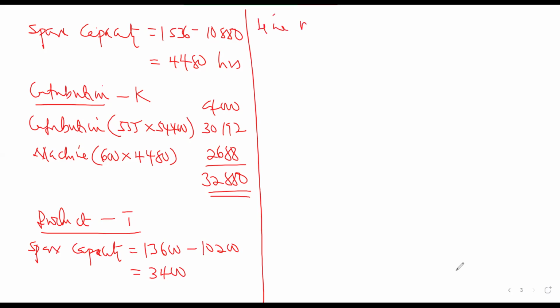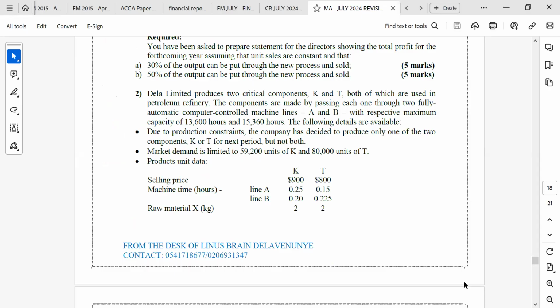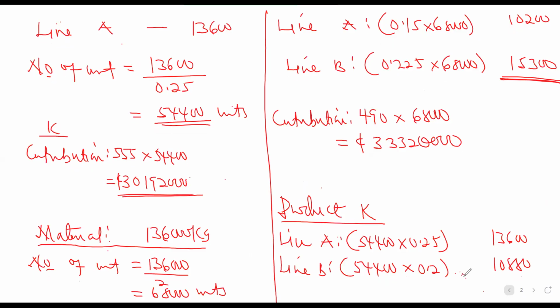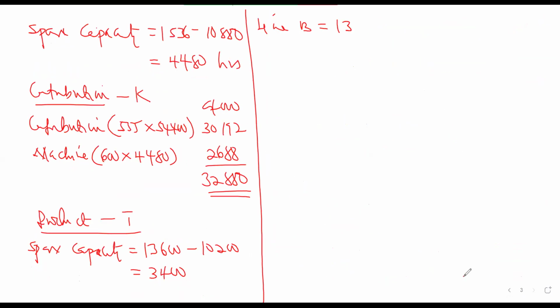Would there be any spare capacity on line B? Let's look at that. The maximum hours available is 15,360. The spare capacity is 15,360 minus 10,880.